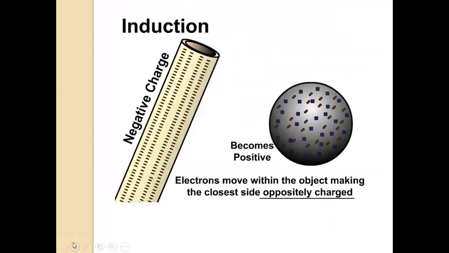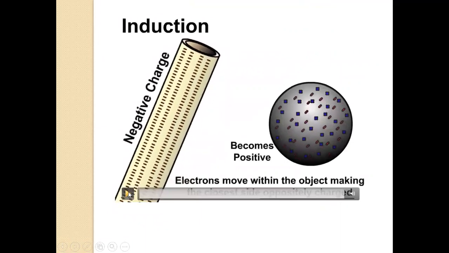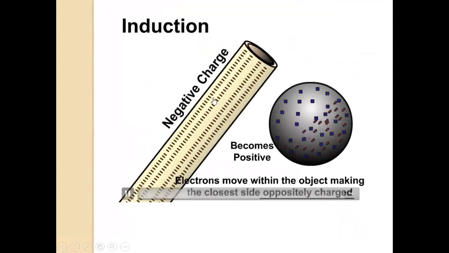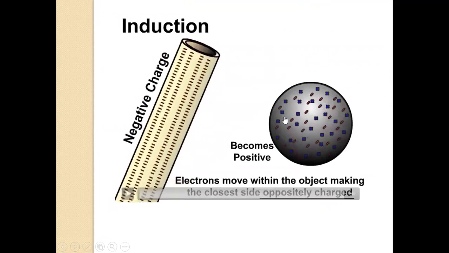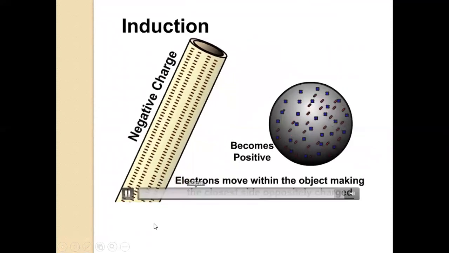So how we are going to do this, you can see, is an induction. This is the negative charge, and this will become positive. How? If I bring this rod near to it, not touching it, you can see the negative will be repelled to one side, and there is a temporary rearrangement of the charges on this sphere, and on this side it becomes positive.